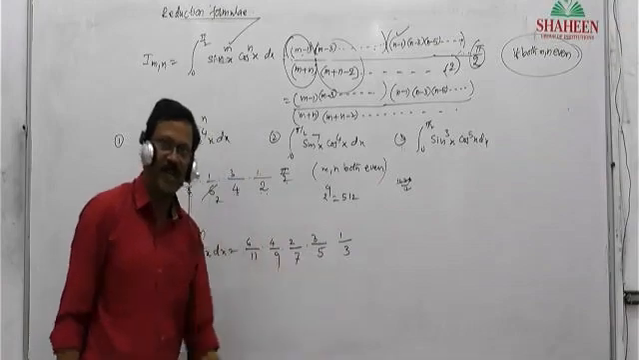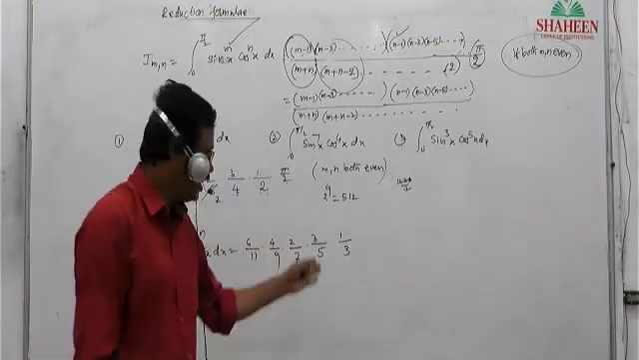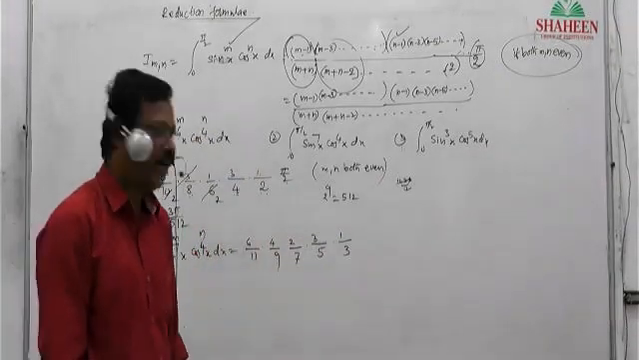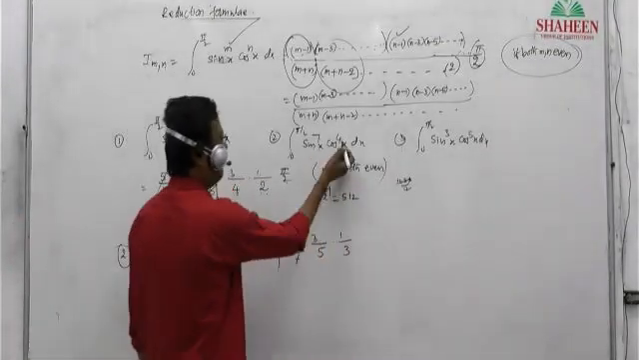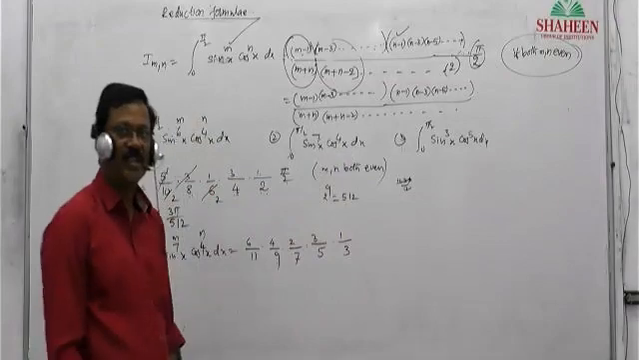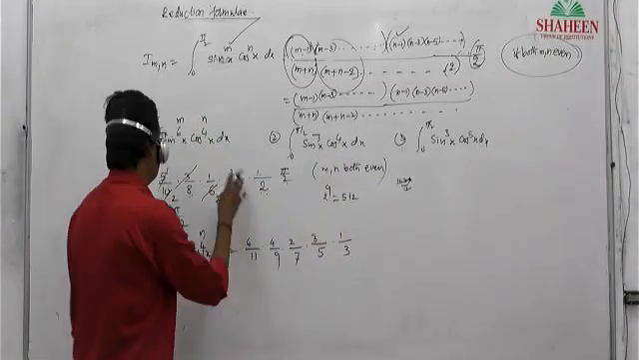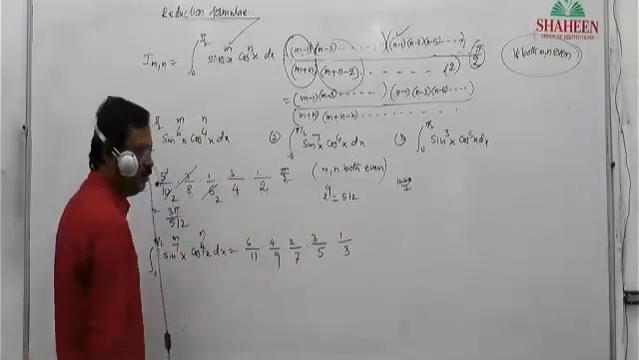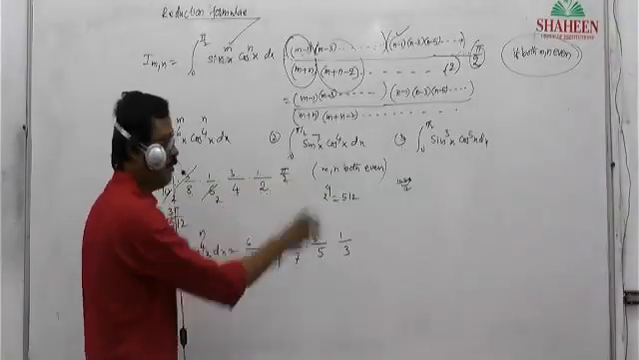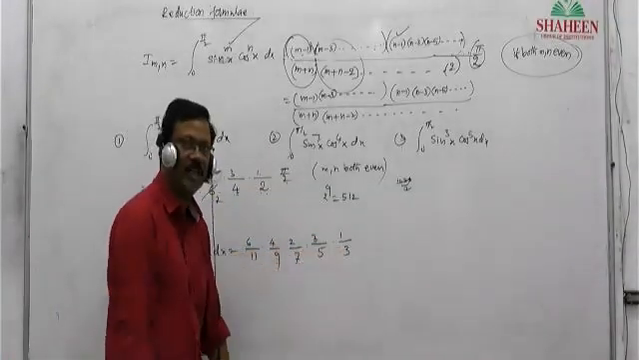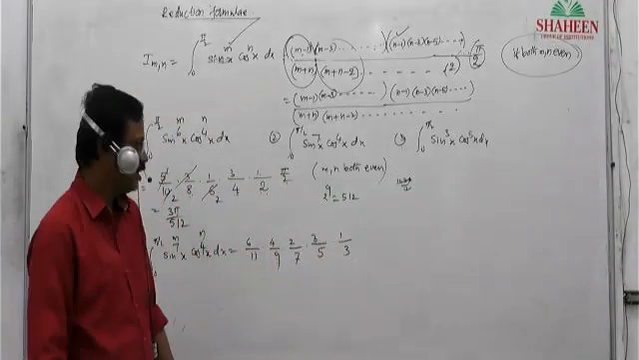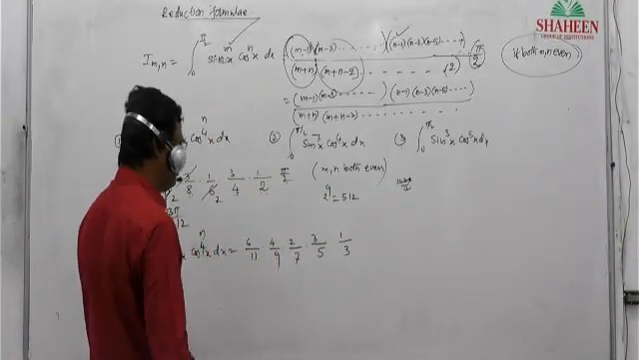Did you get 1 by 2 here? You did not get 1 by 2 here as the last number. Why did you not get 1 by 2? Since both are not even. Only one is even, one is odd. When you are getting 1 by 2, both are even, that's why. If 1 by 2 comes, remember pi by 2. Here 1 by 2 is not there, so don't write pi by 2. Right? This is very simple.